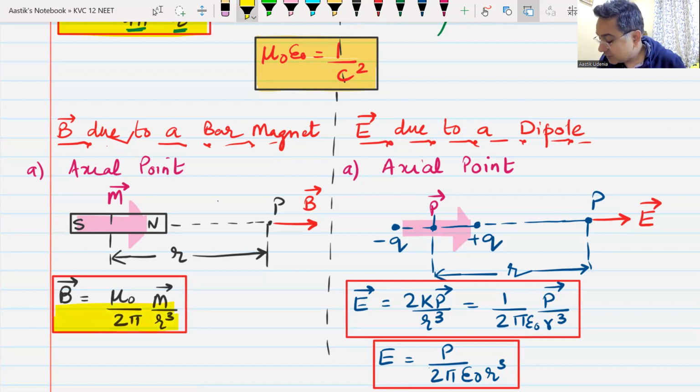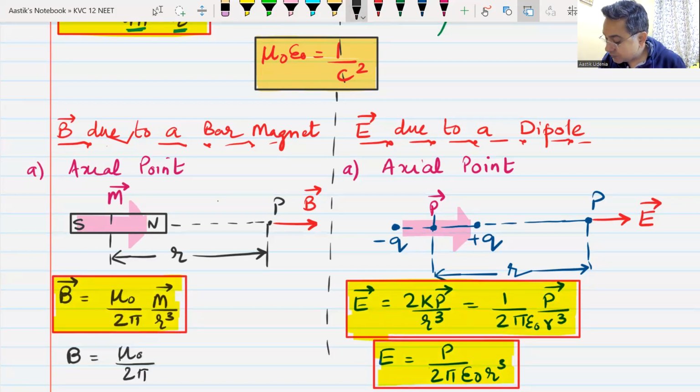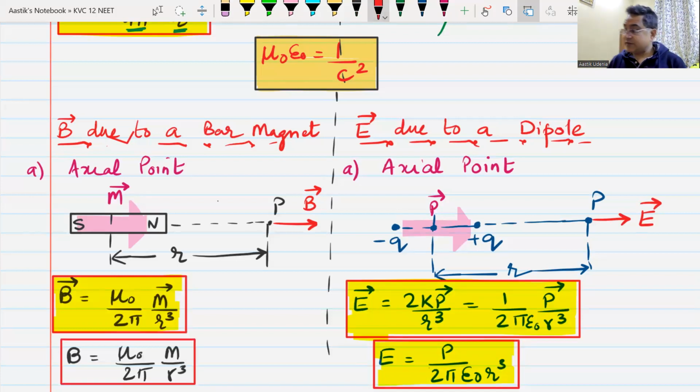Both the formulae are exactly similar. You look at this, or this, or this. If I don't want to write it in the vector form, I only want to write it as B, so I can write it as mu naught by 2 pi M by R cube. Here I have taken out the vector sign. You must remember that this magnetic field or this electric field is always in the direction of the magnetic dipole moment.